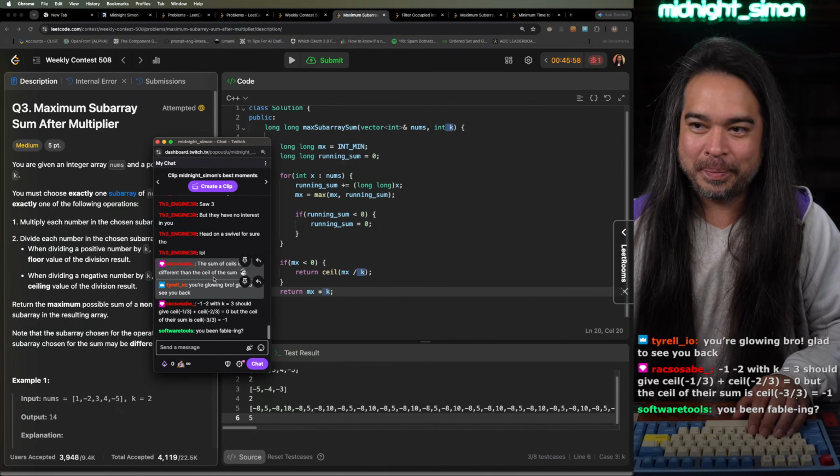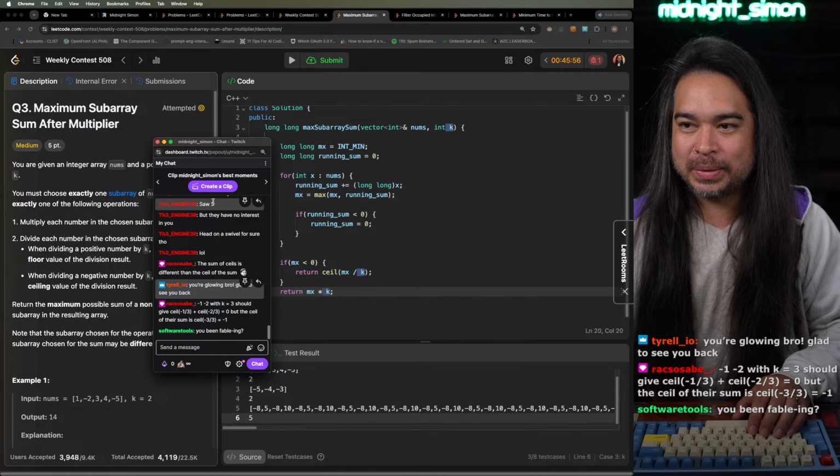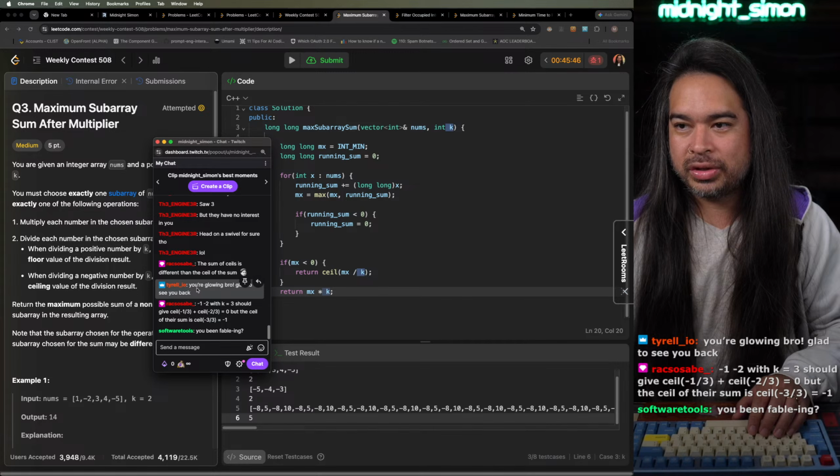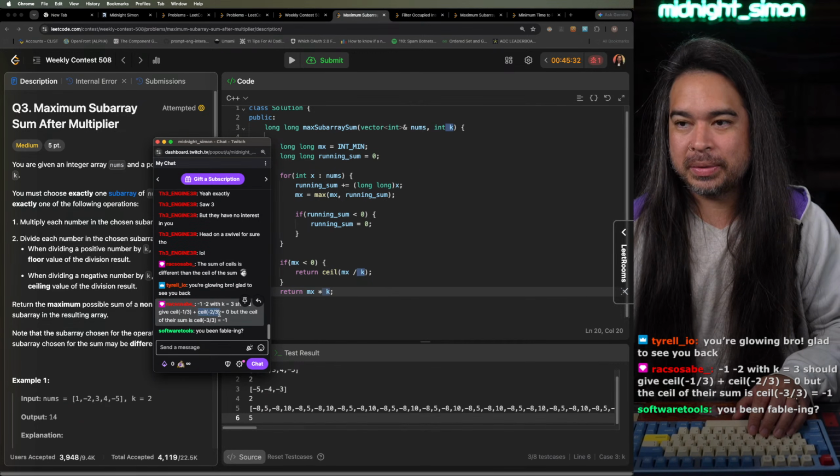A little bit. Wait, -1, -2 with k equal 3 should give... Interesting. Wait. The ceiling of... They're both... they're both 0, right?